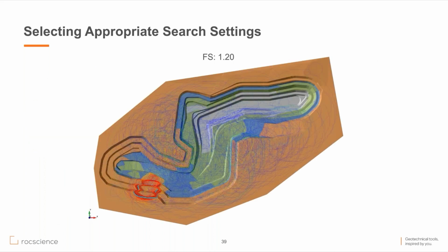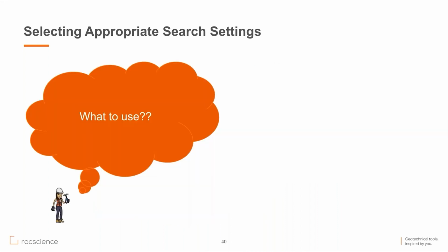What if our initial cuckoo search results look like this and the critical factor of safety was 1.2? What other tools do we have available to assist us in the selection of search settings to find the critical factor of safety in our slopes?